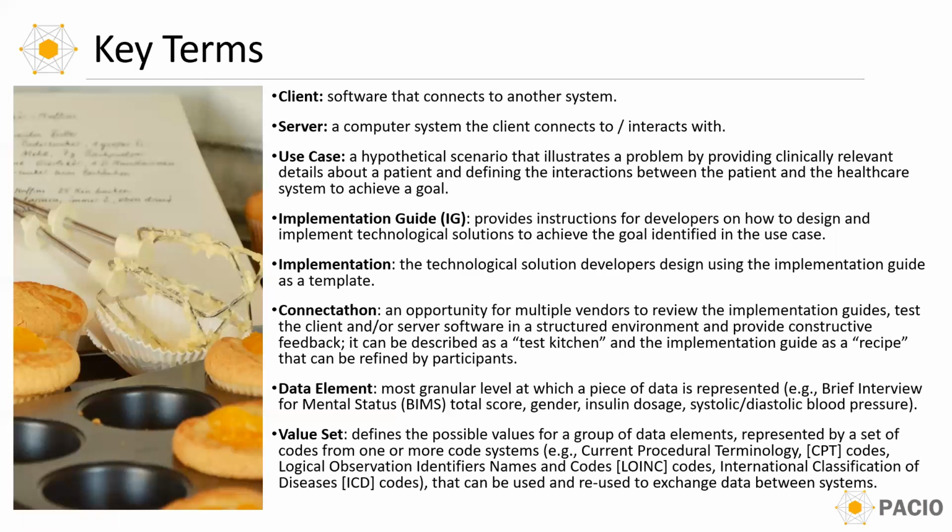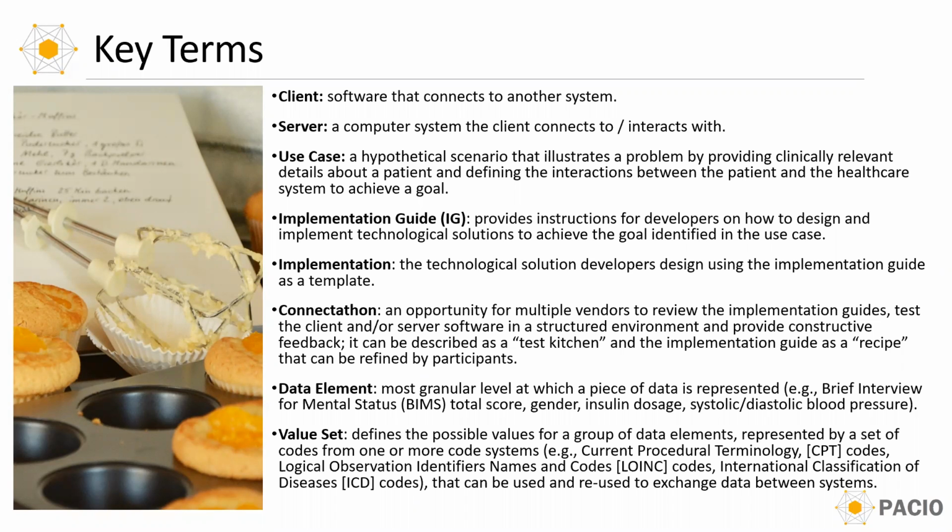They can also share if they use the template to develop optional features. For example, the pop-up window when the patient has been prescribed an opioid. In other words, some of the vendors may add chocolate chips or walnuts or dried cherries to customize the recipe for their consumers. Data elements are the most granular level at which a piece of data is represented. For example, a brief interview mental status or BIMS total score, gender, insulin dosage, systolic or diastolic blood pressure.